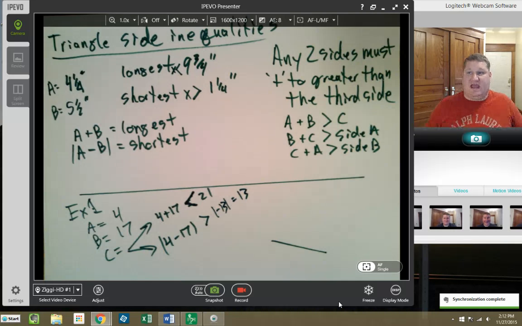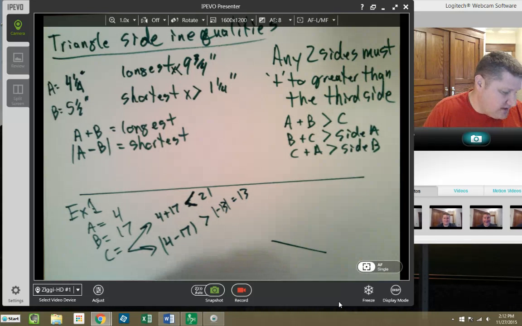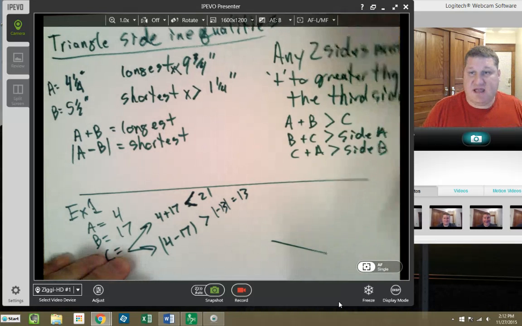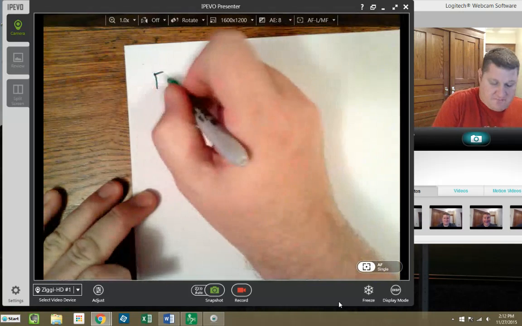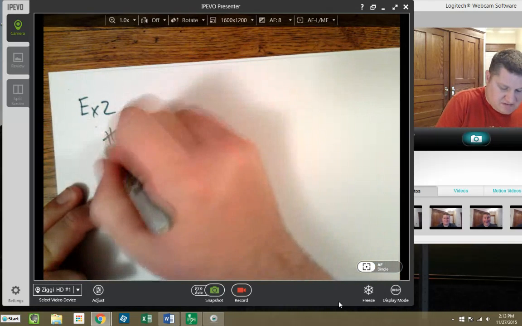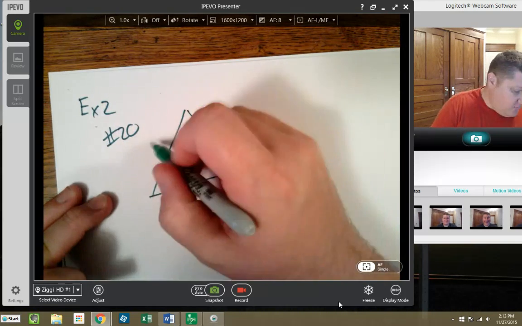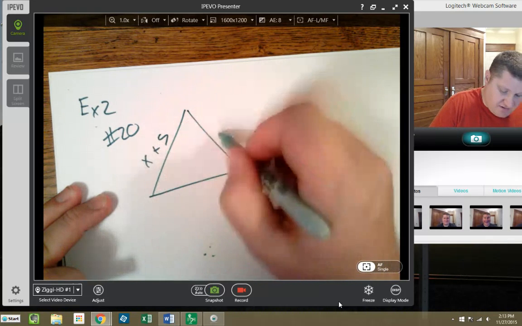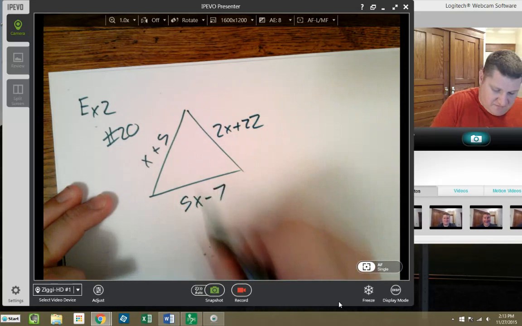And it's nothing more than adding two sides or subtracting two sides. So there's nothing too terribly complex about that. Let's go ahead and take a look, though, at one other type of example. If we have, like number 20 in the book, and we have x plus 5, 2x plus 22, and 5x minus 7.